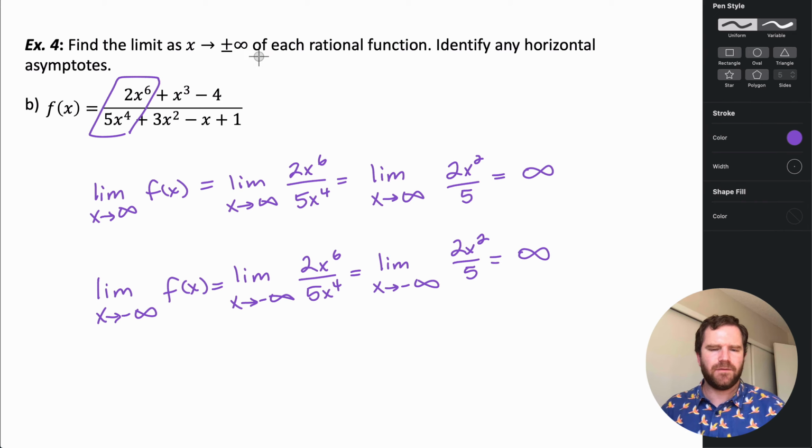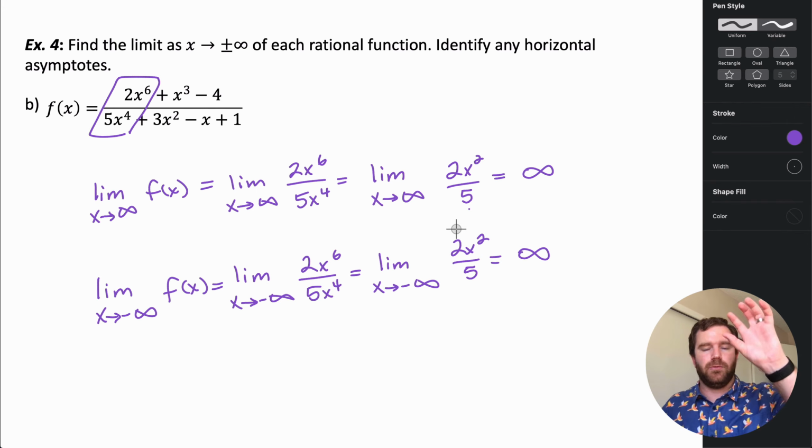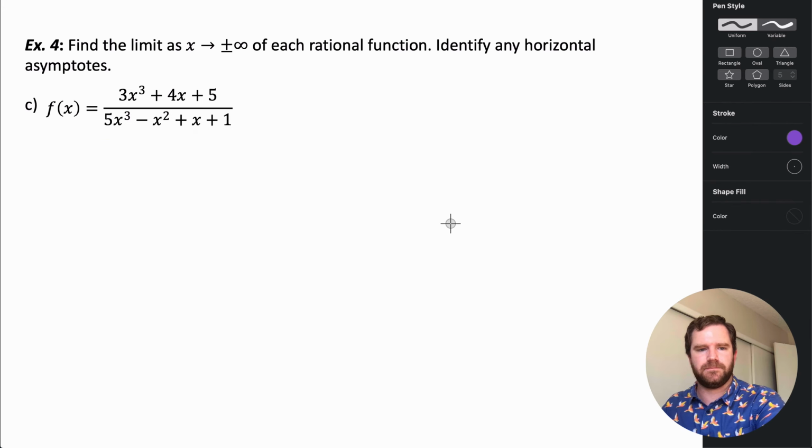So as we go off to positive and negative infinity, since the numerator's degree is larger than the denominator's degree, it's going to go off to infinity. It could potentially go to negative infinity, but you just look at the signs. If it's a positive divided by a positive, then it goes to positive infinity. If it was a negative divided by a negative, again, it would go to positive infinity. But if the signs are different, then it would go to negative infinity when the numerator's degree is larger than the denominator's. Do you remember the rule when they were equal? What happens when they're equal?